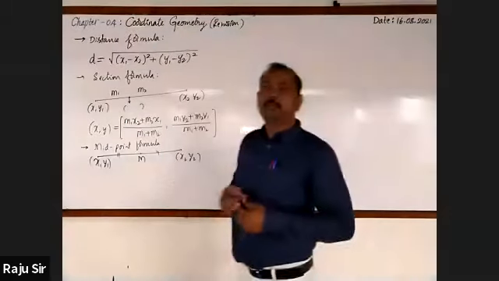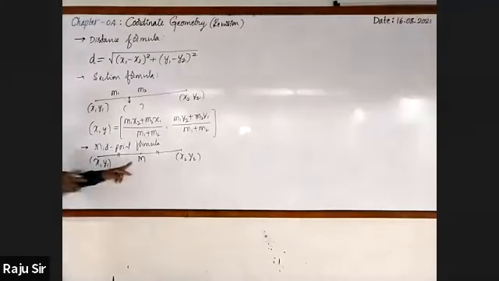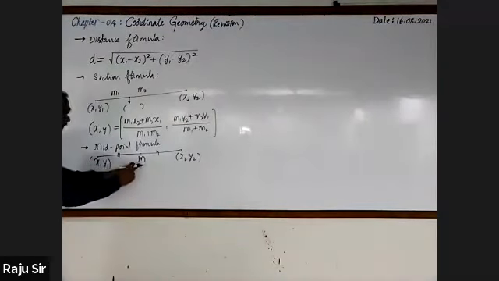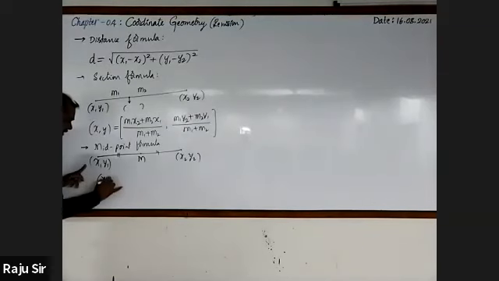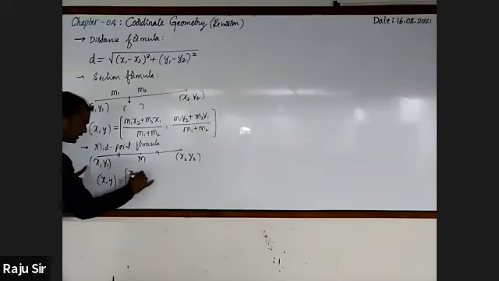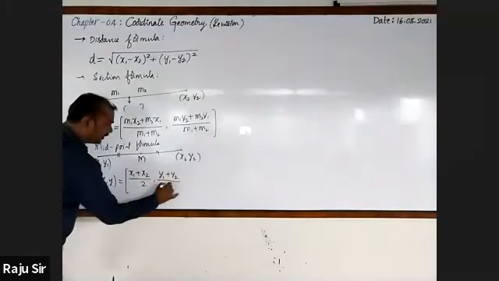Then what is that midpoint formula? Once I repeat, the midpoint formula is used to find out the coordinates of the midpoint of the line segment joining the 2 points. And this can be written as (x, y) is equal to ((x1 plus x2) by 2, (y1 plus y2) by 2).